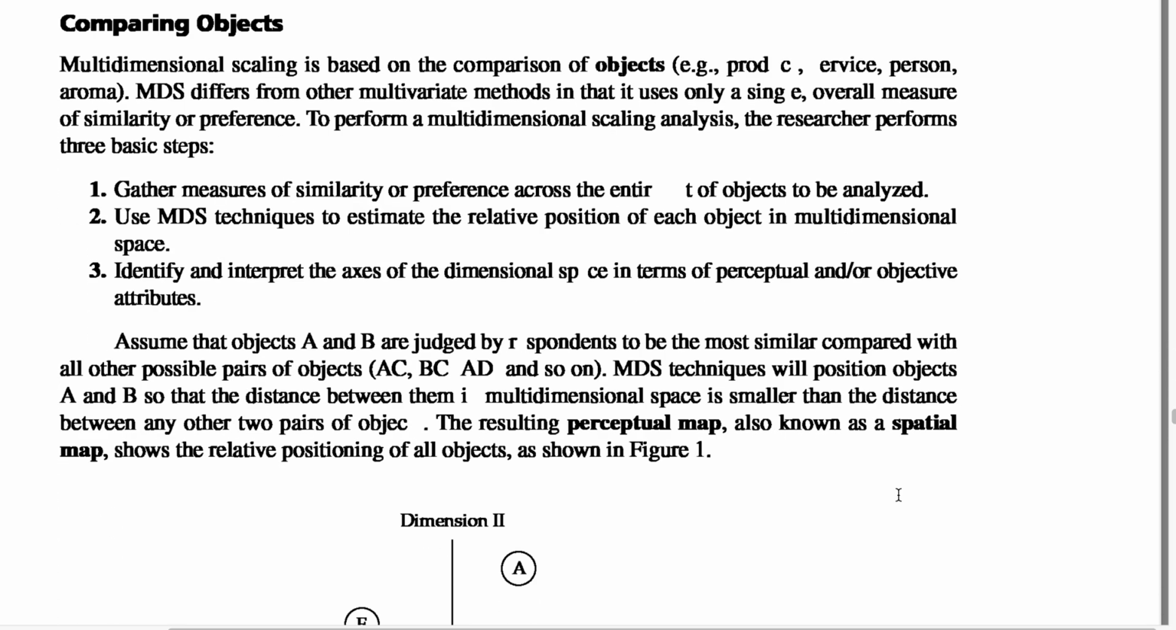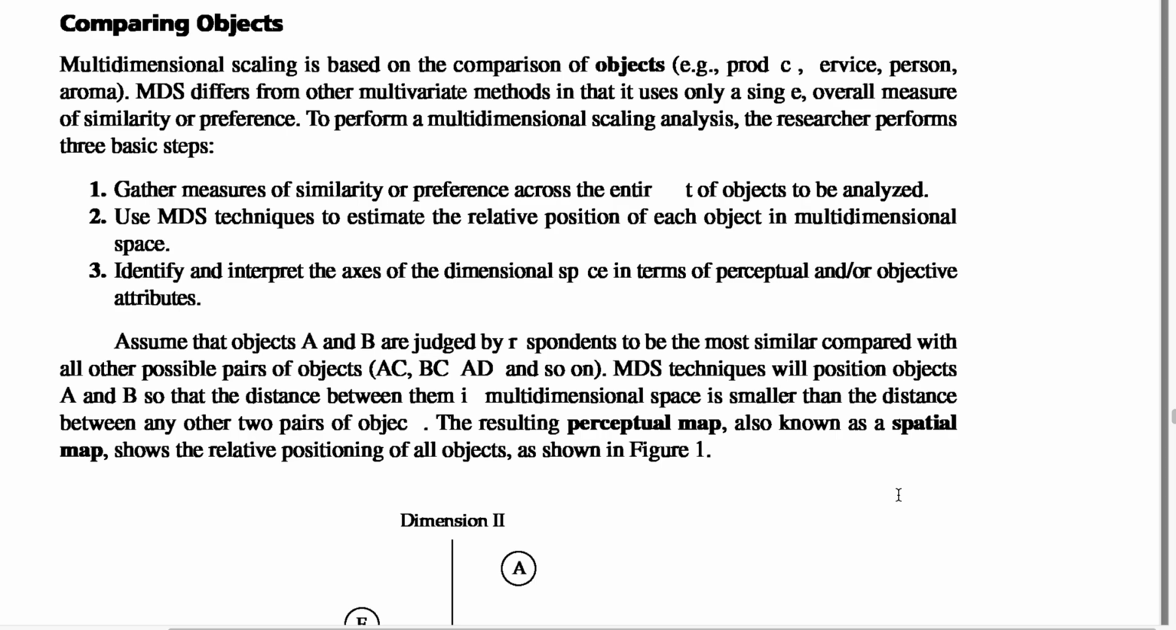Comparing objects. Multidimensional scaling is based on the comparison of objects, for example, a product, service, or person. Multidimensional scaling differs from other multivariate methods in that it uses only a single overall measurement of similarities or preferences. To perform multidimensional scaling analysis, the researcher performs three basic steps: first, gather measurements of the similarities or preferences across the entire set of objects to be analyzed.